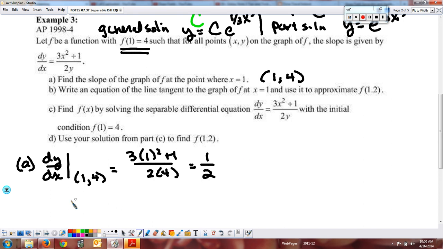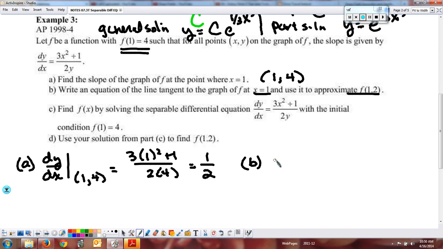All right, for part B, we want to write the equation of the line tangent to the graph at x equal to 1, and then use it to approximate f of 1.2. So you're starting to see a trend in some of the things that they've had. We had an example similar to this in the last note.